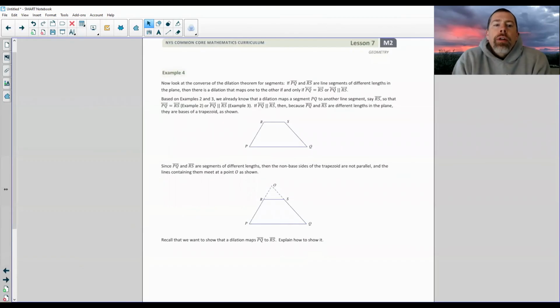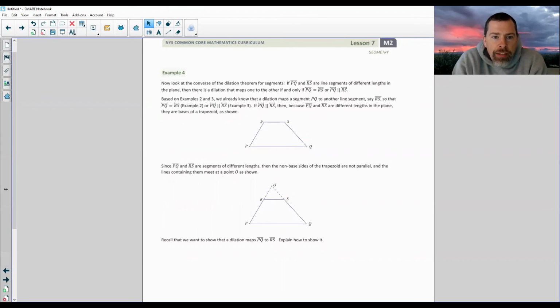Page 4. Now look at the converse of the dilation theorem for segments. If segment PQ and segment RS are line segments of different lengths in the plane, then there is a dilation that maps one onto the other if and only if line PQ equals line RS or line PQ is parallel to RS. So either the same line or they're parallel.